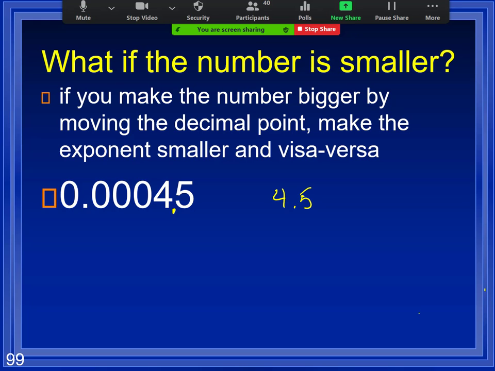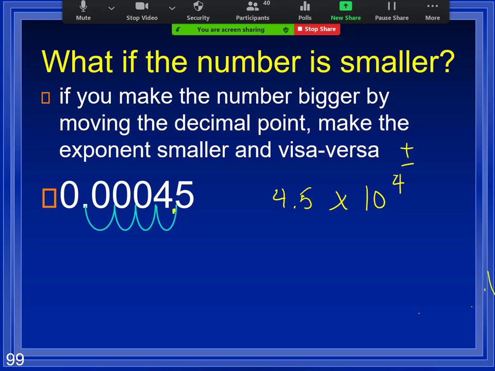And I'd have to move the decimal point 1, 2, 3, 4 times to the right. So, times 10. Now the question here is that, I know it's a 4, the question is is it a positive 4 or a negative 4?